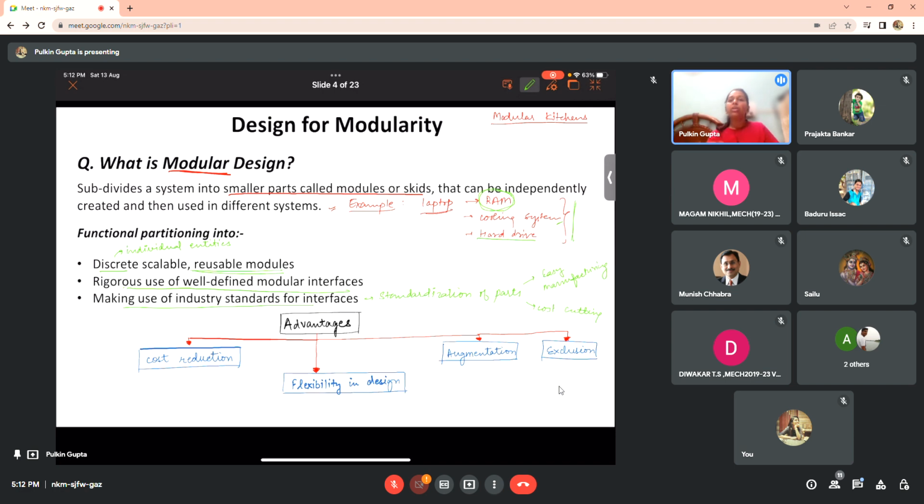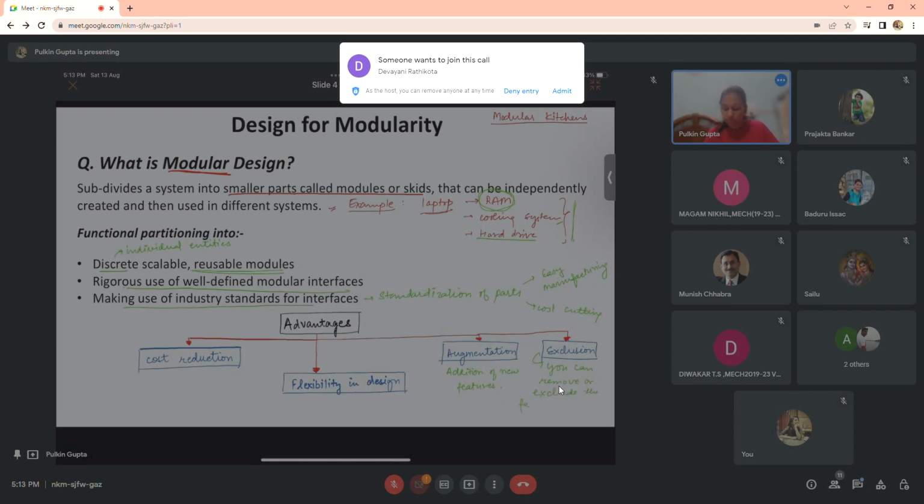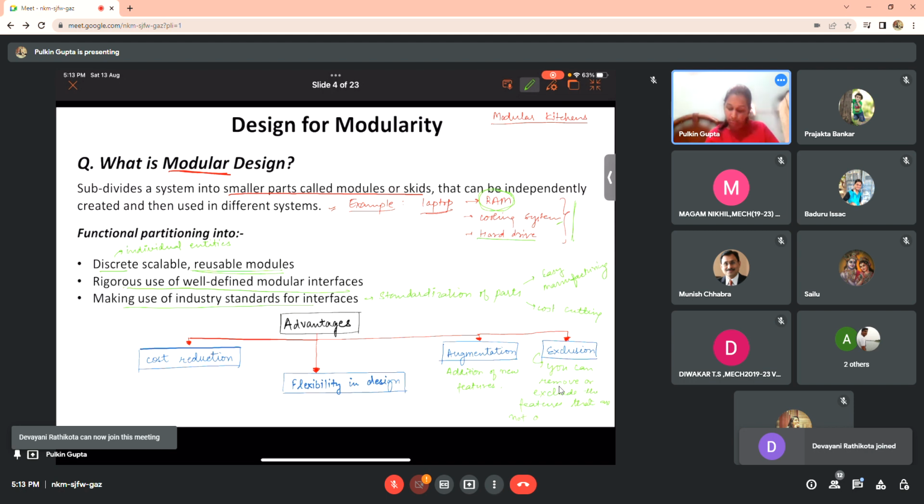Augmentation is like adding new features. For a car example, you can have AC as an augmented, add-on feature, or the power steering or the power windows. And exclusions. If you do not want a particular feature, you can just exclude it since it is in a separate module. So you can remove or exclude the features that are not of your use. Okay, so these are the advantages of modularity.